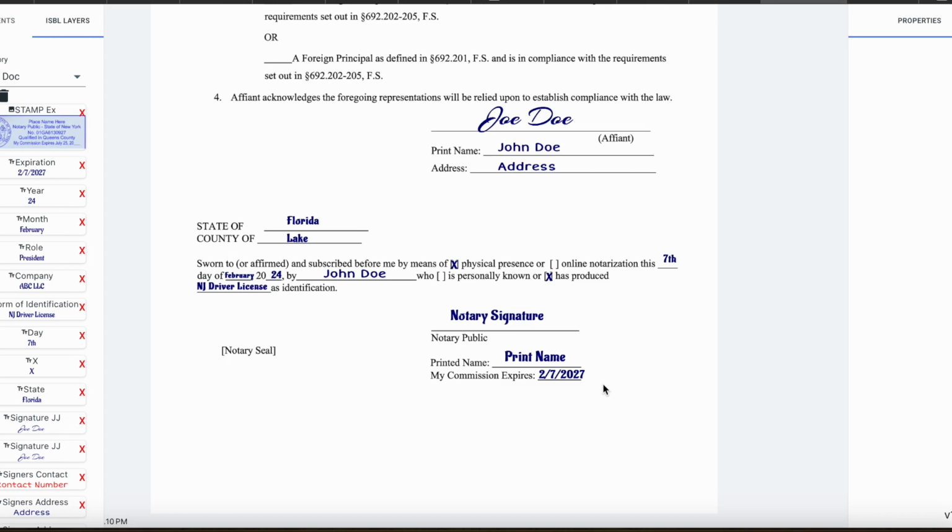Now, before you sign it and put your stamp, there's one important thing that you need to do here. Do you know what that is? If you said the oath, you are correct. Before a notary can notarize a document, sign it and stamp it, they must always give the oath. So in this case, this is a jurat. So we have to do the sworn or affirmed statement.